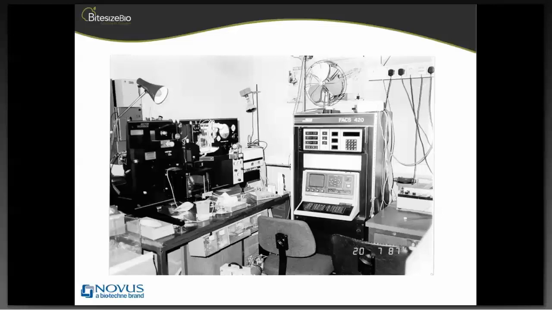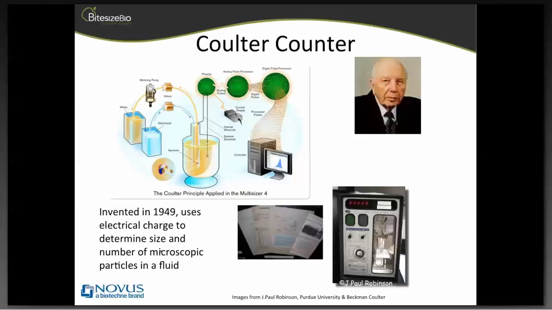In order to understand how we get the machines in our lab today, we can look back at some of the history of them. Wallace Coulter in 1949 invented the Coulter Counter, which is actually still found in many hematology labs today. It looks at changes in electrical resistance when cells pass through an orifice in order to count and size the cells as they pass through.